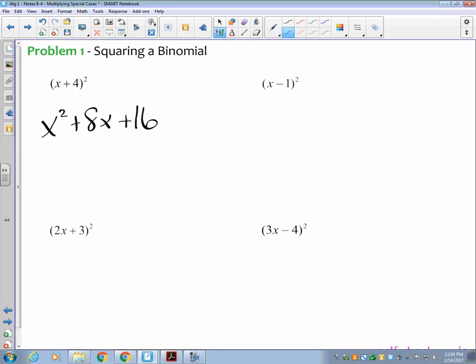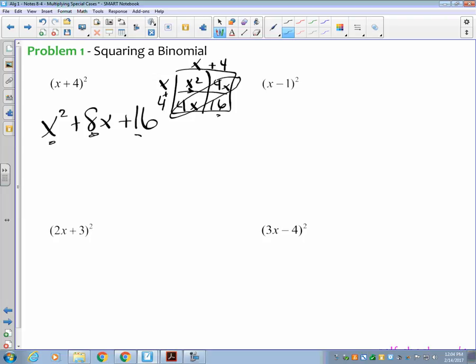Okay, and just so that you don't think I'm messing with you, I used FOIL last time, so I'll use the box. x and 4, x and 4. This is x squared, 4x, 4x, and 16. So here's where my x squared comes from. I have 2 4x's, so together they make 8x. And then 4 times 4 is 16.